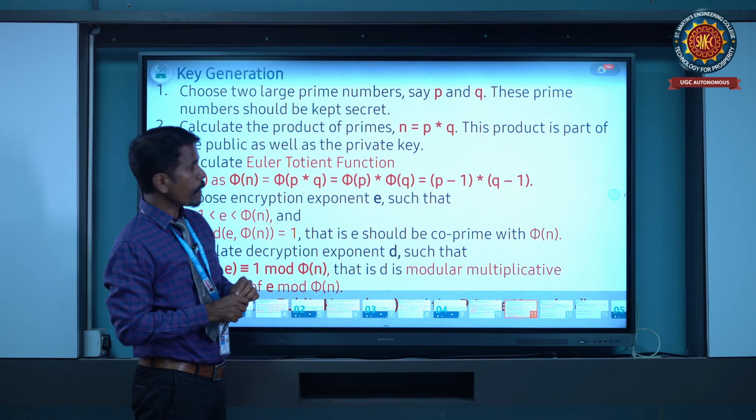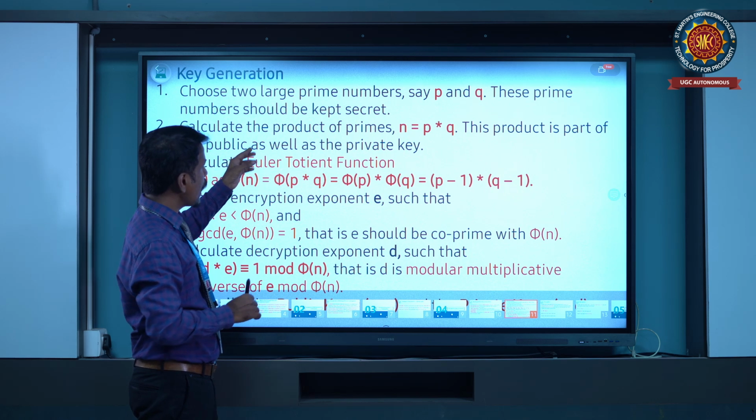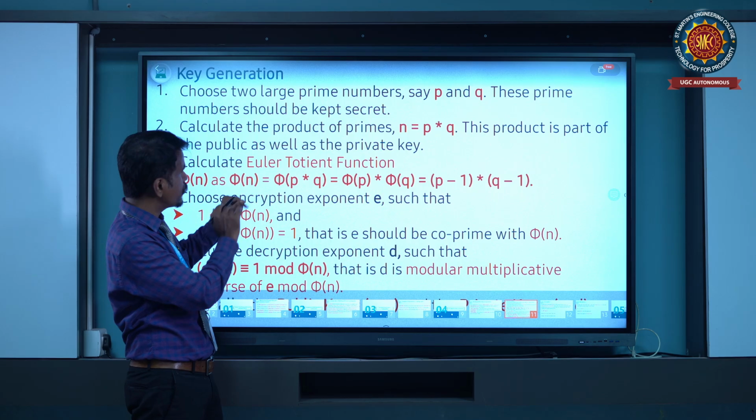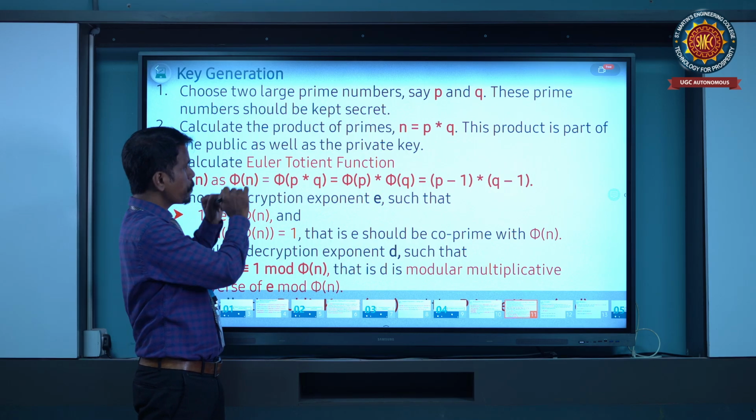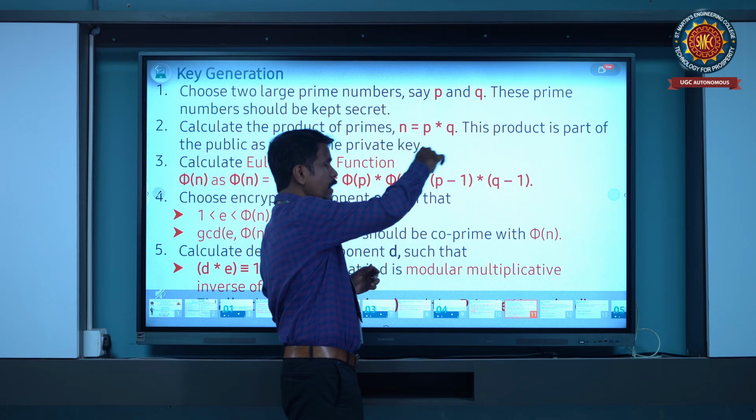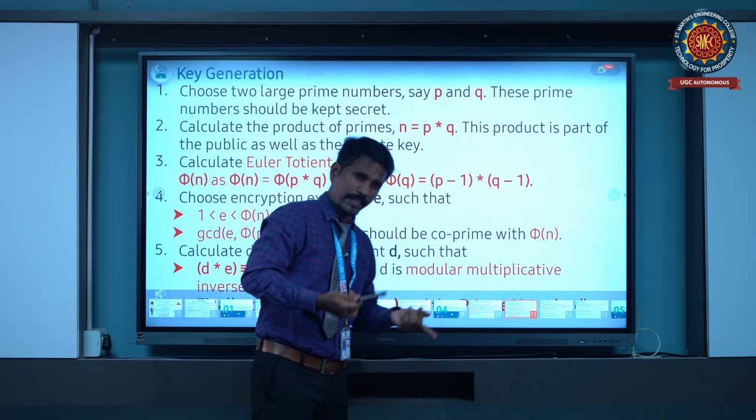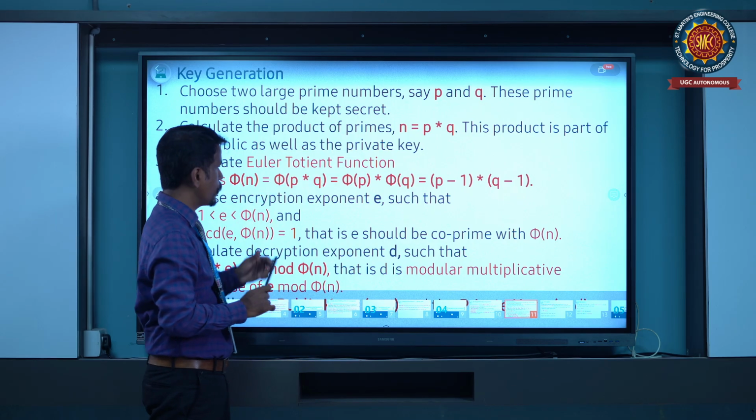The product of the prime numbers is used for both the public key and the private key. That's why it is mentioned here: using the product of the prime numbers only, we can generate the public key and the private key. So that's why this information is stated.